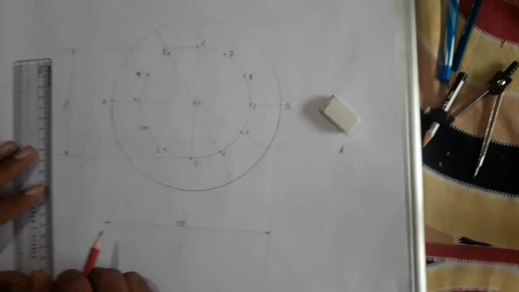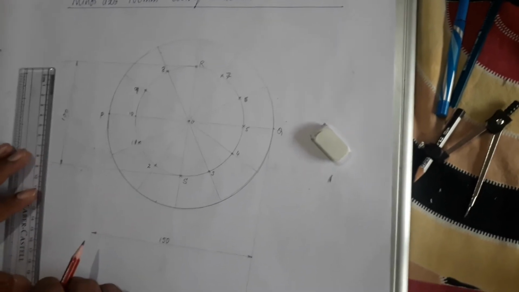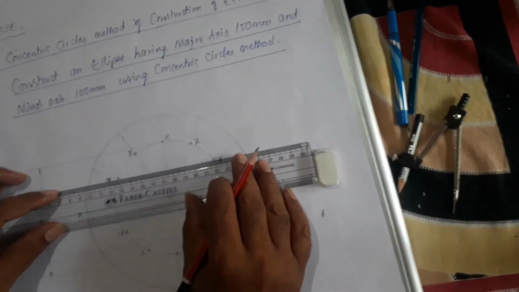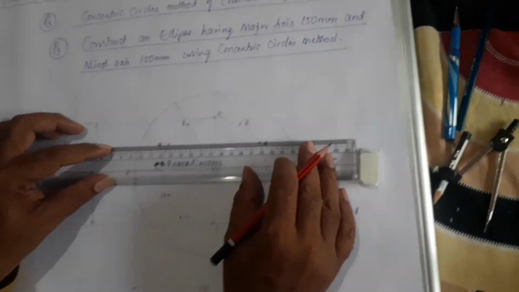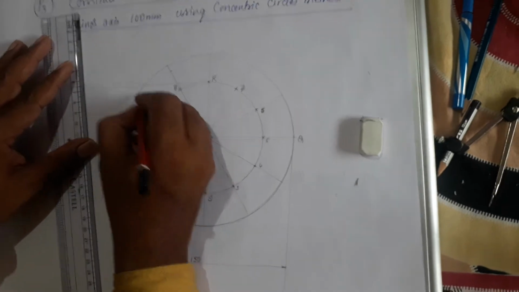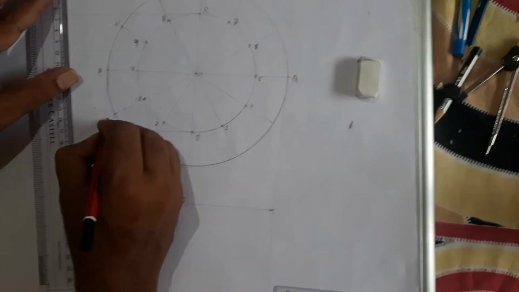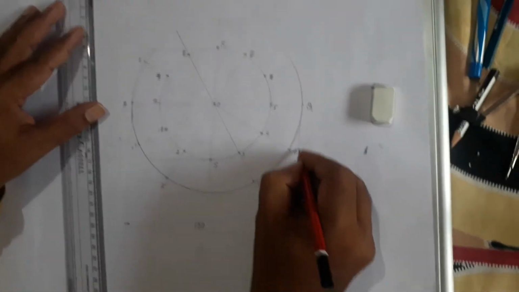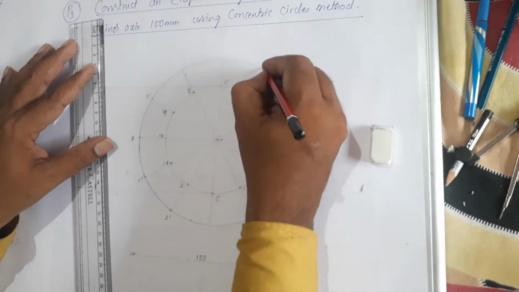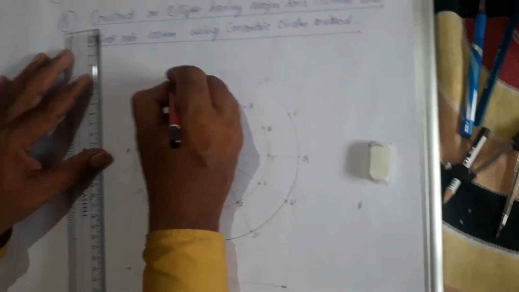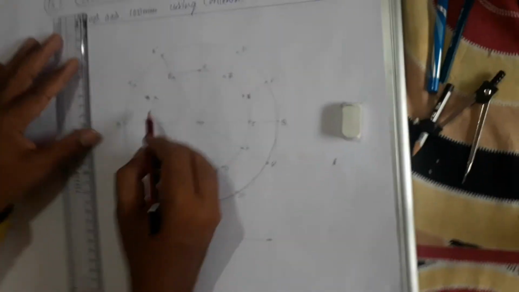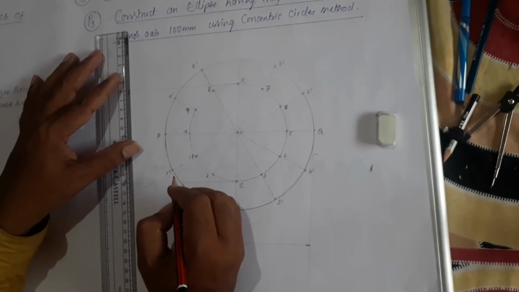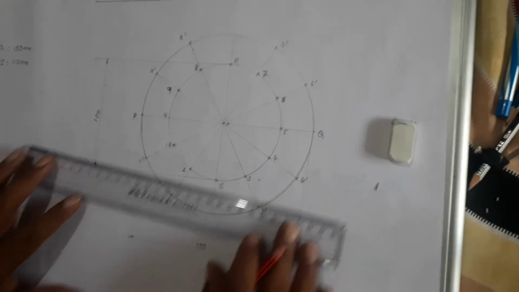Now let us start the construction of the ellipse. From 9, draw a horizontal line and name the points 9 dash, 1 dash, 2 dash, 3 dash, 4 dash, 6 dash, 7 dash and 8 dash. Inner points as numbers, the exterior points as dash. Right? Now let us concentrate properly.